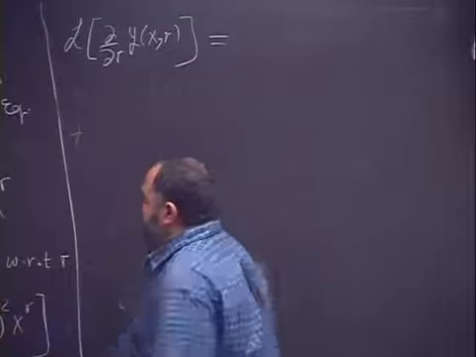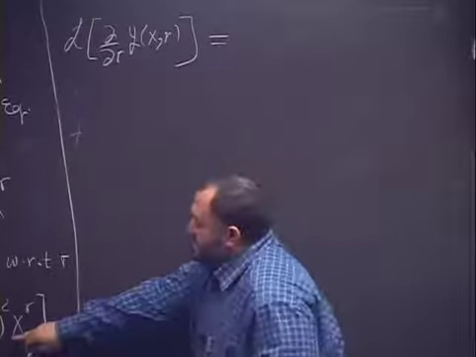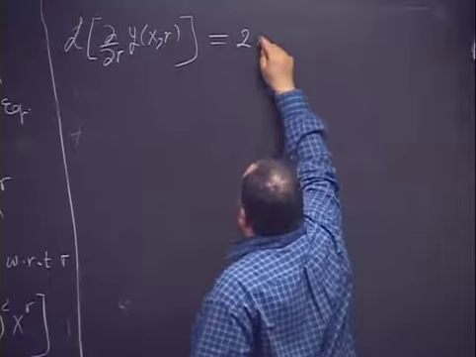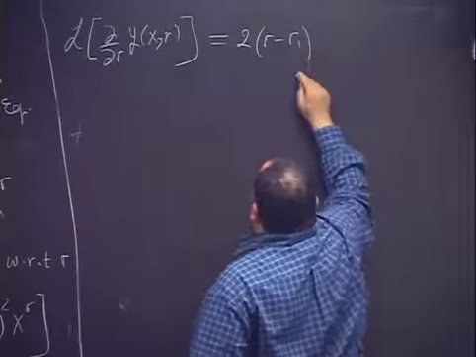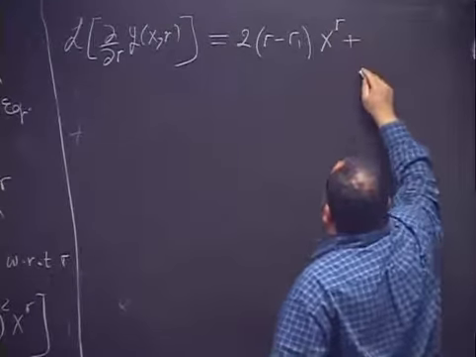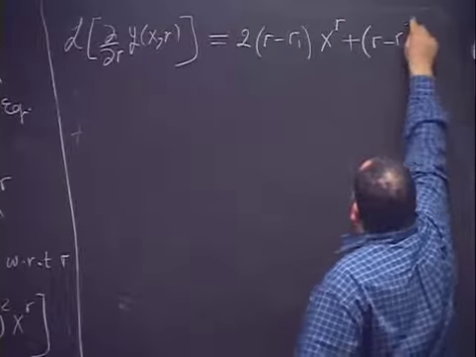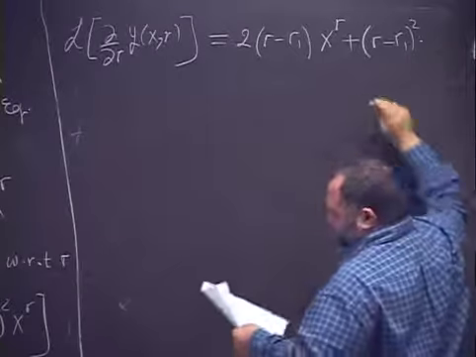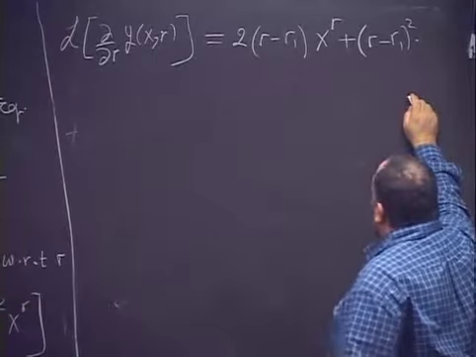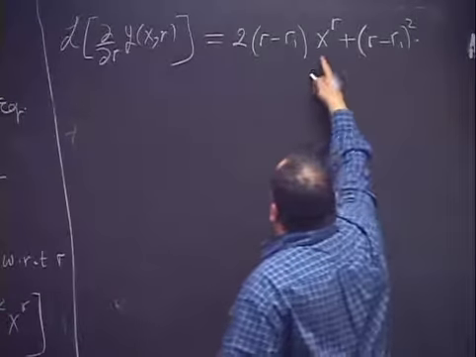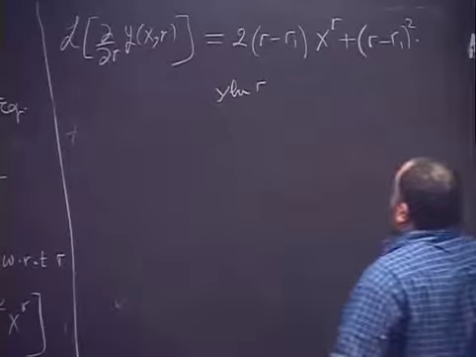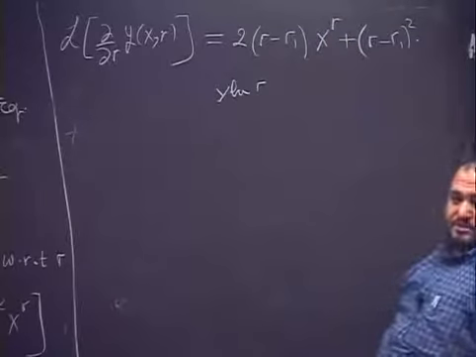And what's the differentiation of this? It is the first multiplied by the differentiation of the second. Differentiation of the second is what? 2 multiplied by (r − r1), multiplied by the first, x to the power of r, plus the second, (r − r1) squared, multiplied by the differentiation of the first. What's the differentiation of the first? It's just x to the power of r multiplied by ln x, because I am differentiating with respect to r, not with respect to x.